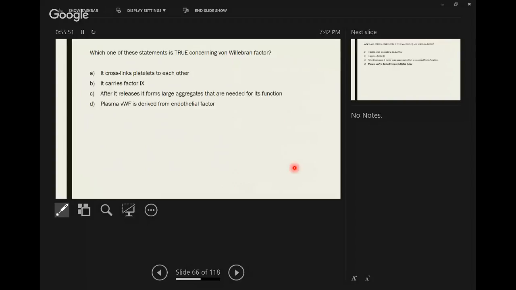Which one of these statements is true concerning von Willebrand factor? You get to pick someone. Steph Cat. I don't know where Steph is.